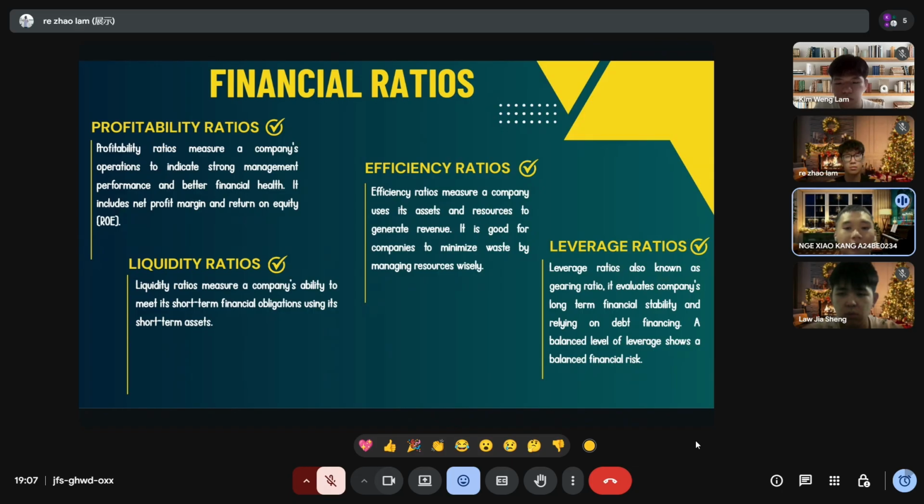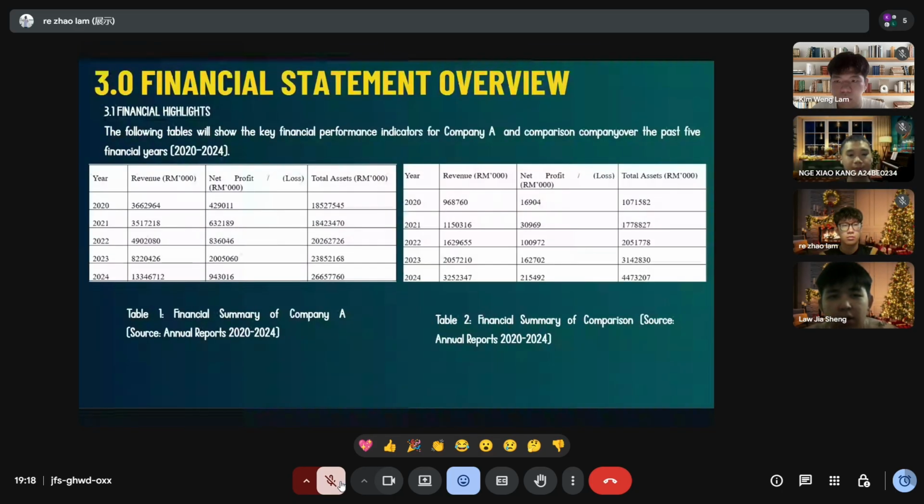Okay, the last one is the leverage ratio. The leverage ratio, known as the gearing ratio, assesses a company's long-term financial stability and reliance on debt financing. A balanced level of leverage shows a balanced financial risk. Okay, that's all for my part. Thank you. Now I will present the financial statement overview.